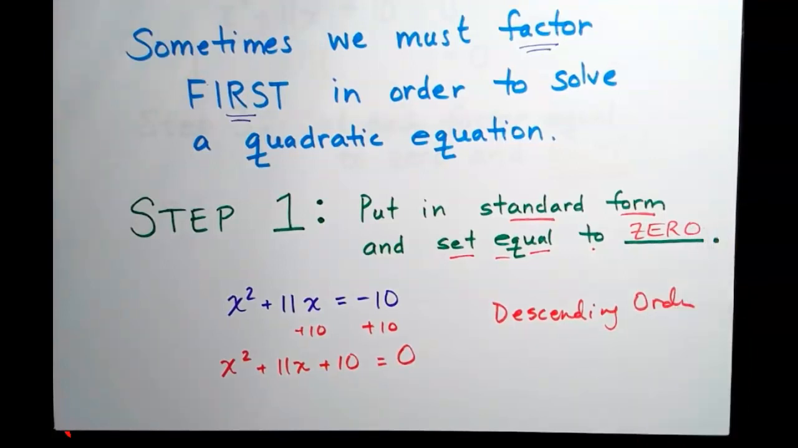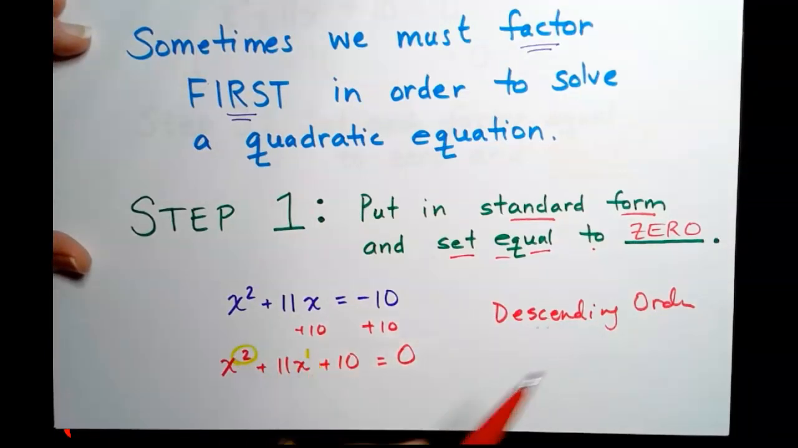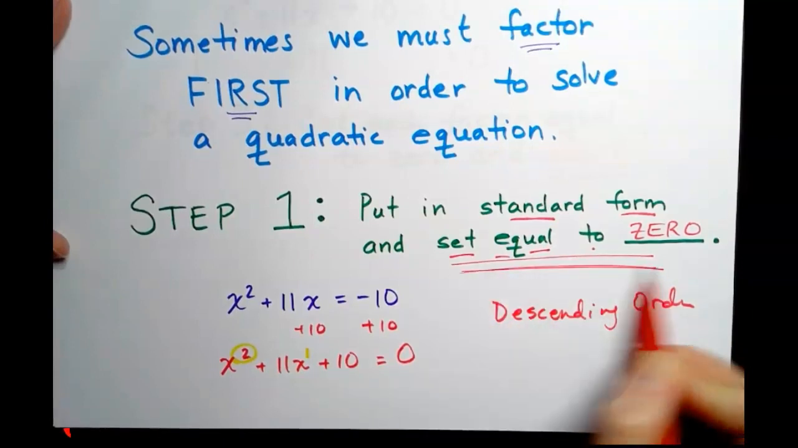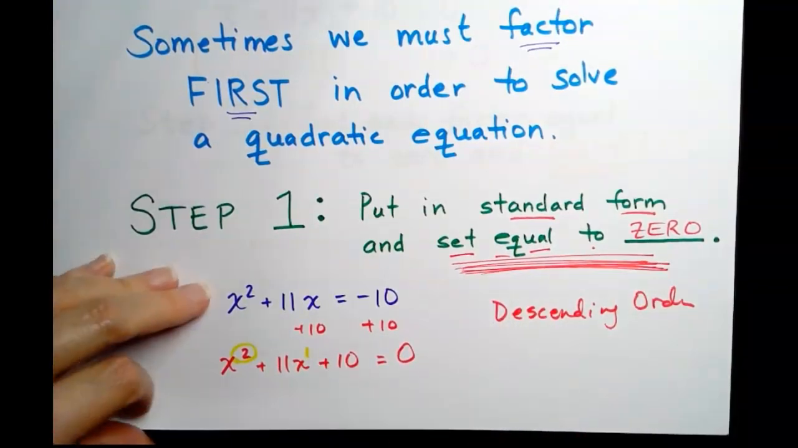We need it to be set equal to 0 in order to utilize the zero product property. So standard form has the exponents in descending order. So 2, 1, and none. So that's what we're looking for. Descending order, standard form, set equal to 0. Critical, step 1.